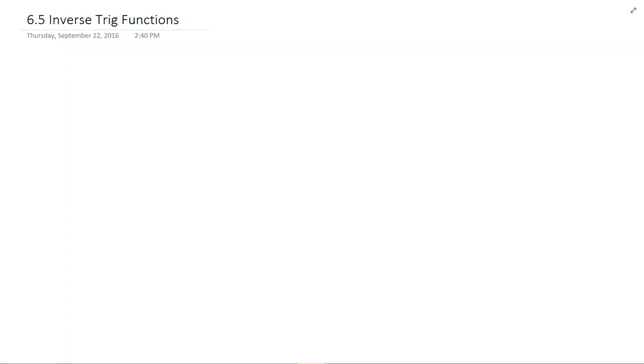Alright, so this section's all about inverse trig functions. So the idea is if I have something like, say, sine of theta equals 1/2, right? In that situation, we're looking at the first quadrant here, and we're looking at 30 degrees. If I look at 30 degrees, that point right there is root 3 over 2, 1/2. So sine of theta, in this case, theta is equal to 30 degrees, right?